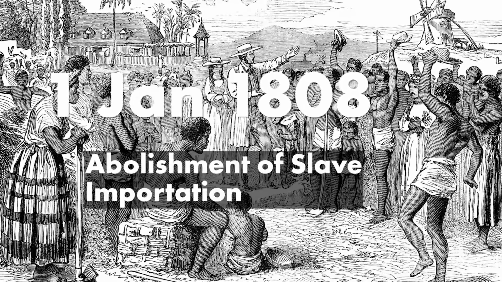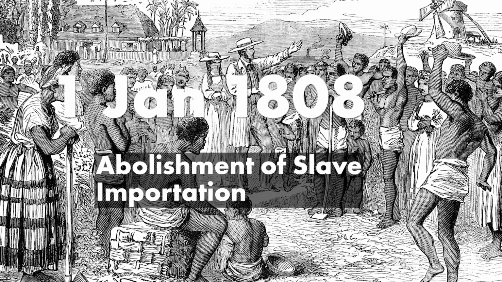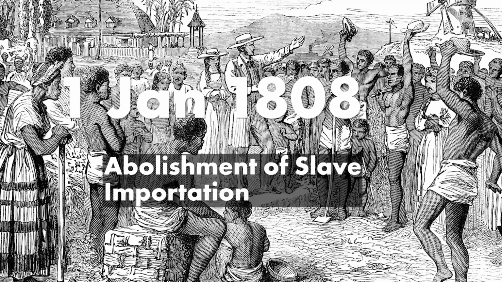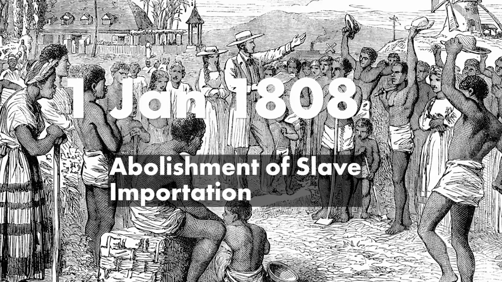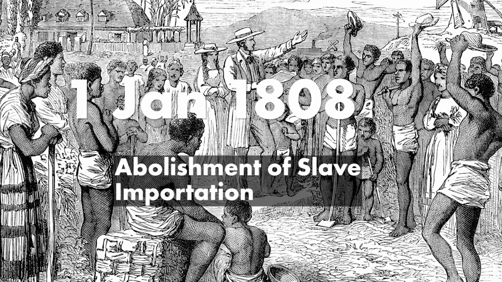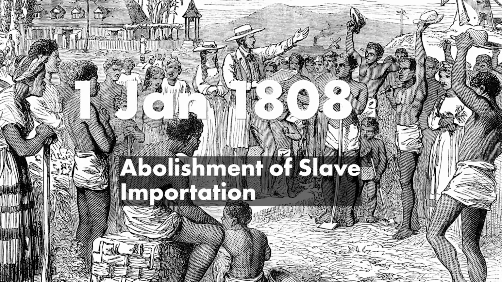On the 1st of January 1808, we have the abolishment of slave importation. The United States bans the import and export of slaves 1 year after Great Britain abolished the slave trade. Northern states begin a gradual process of ending slavery, but the institution strengthens in the South as cotton production expands. The internal trade grows as northern owners sell their slaves, creating what historians have labelled a second Middle Passage within America.